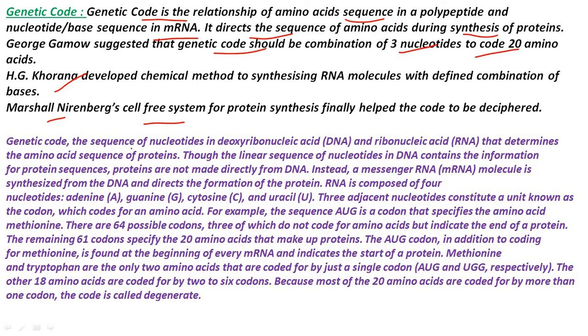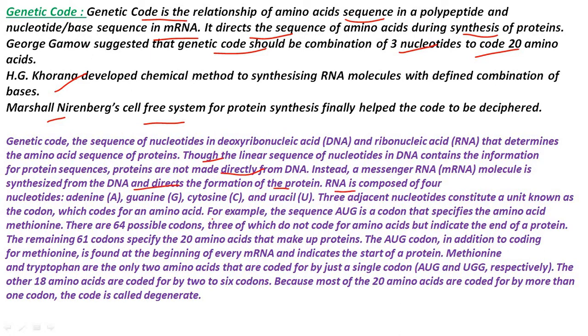So the genetic code, the sequence of nucleotides in the DNA and the RNA, determines the amino acid sequence of proteins. Make it very clear in your mind. Though the linear sequence of the nucleotides in the DNA contains the information of the protein sequences, proteins are not made directly from the DNA. Instead, a messenger RNA, mRNA molecule is synthesized from the DNA and directs the formation of the protein.